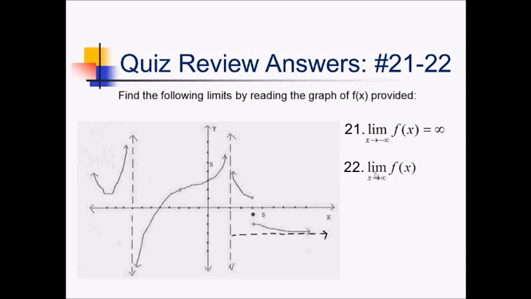And now for V, as x approaches positive infinity, so moving to the far right, we've got this horizontal asymptote at -3 as we move in that direction. So -3 then would be our limit as x approaches infinity.